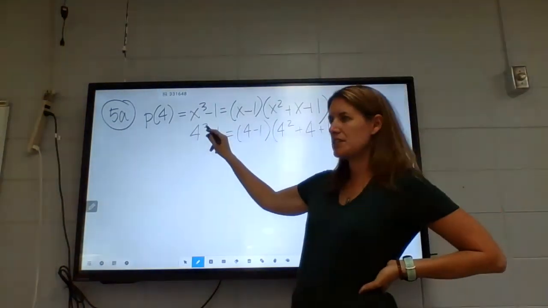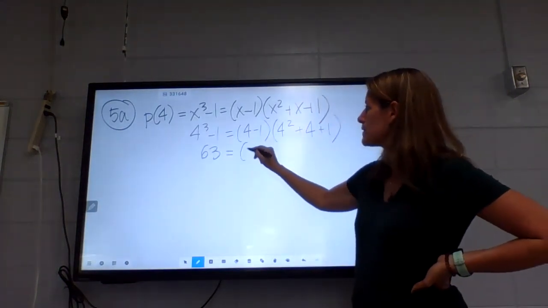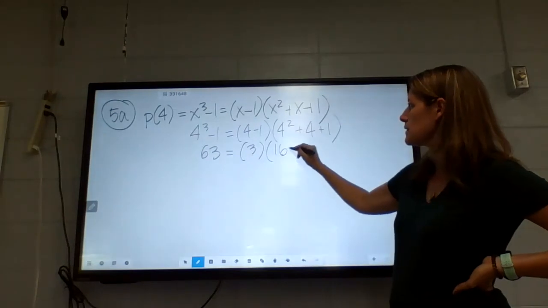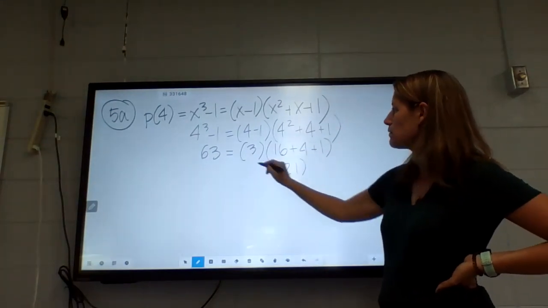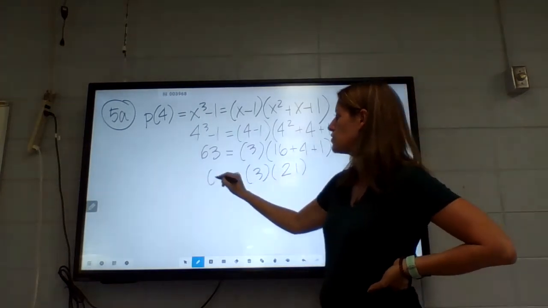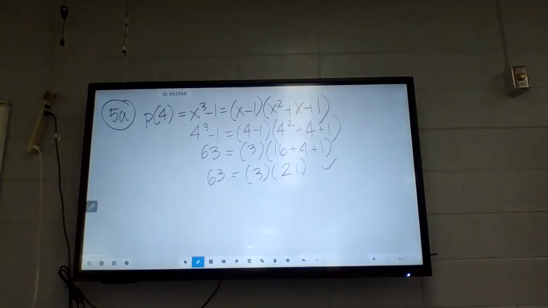So 4 to the third is 64 minus 1 is 63, I believe. This is 3. So 16 plus 4 plus 1. So that'll be 21 times 3, which is 63. So 63 equals 63. So P of 4 works.